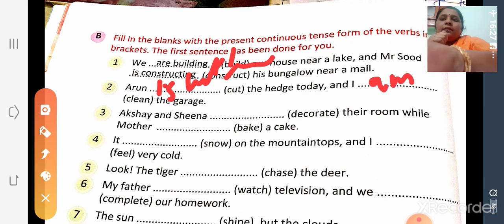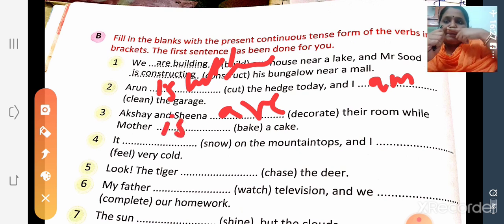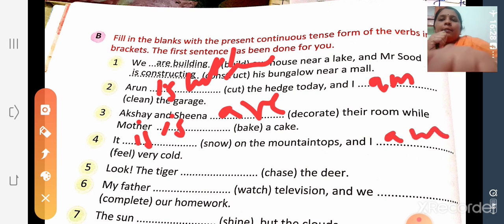And I am cleaning, ing, cleaning. I am cleaning the garage. Then Akshay and Sheena, plural, so are decorating their room while mother is baking. Mother singular, so baking a cake. Then it is snowing on the mountain tops and I am feeling very cold. Look, the tiger is chasing the deer. Then my father is watching the television and we are completing our homework.